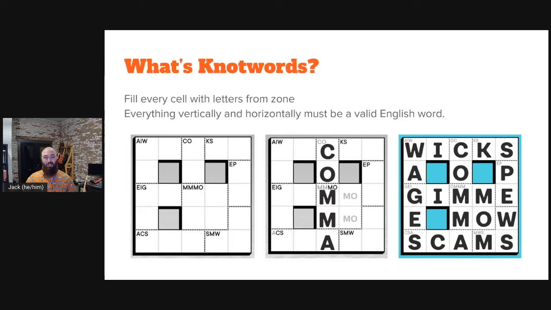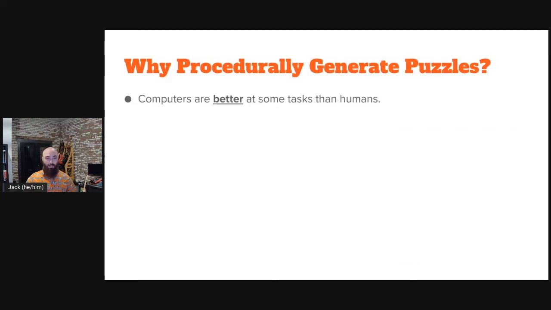So let's just jump right in. I know that this is probably the wrong crowd to ask why you'd want to procedurally generate something, but I do get asked pretty frequently: why would you procedurally generate puzzles, like a crossword puzzle or Sudoku? Isn't it much better to do them by hand? Isn't there this craft of doing them by hand?